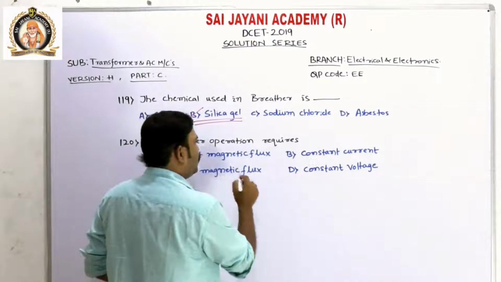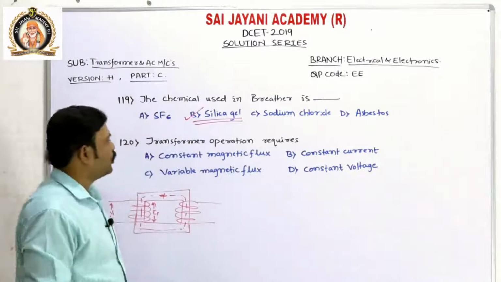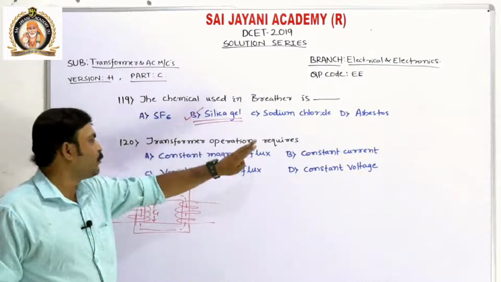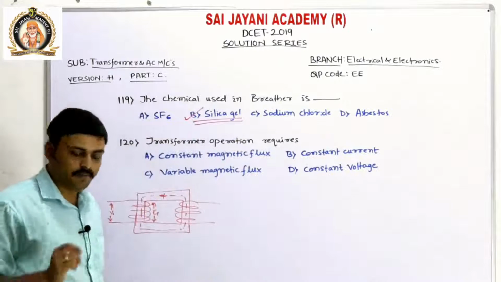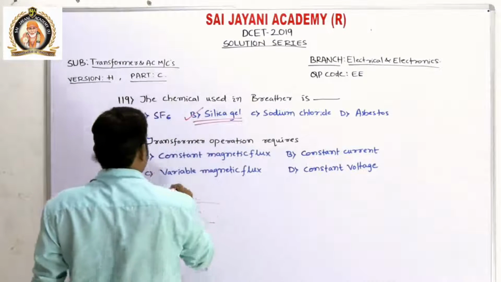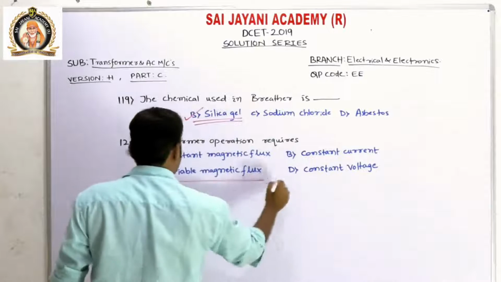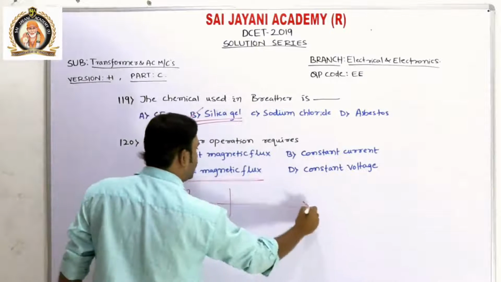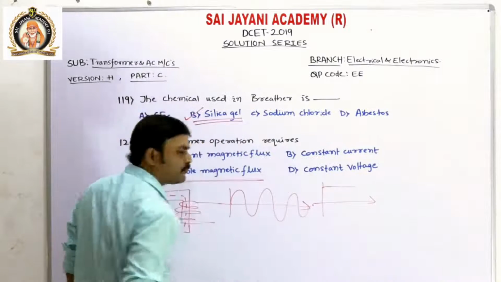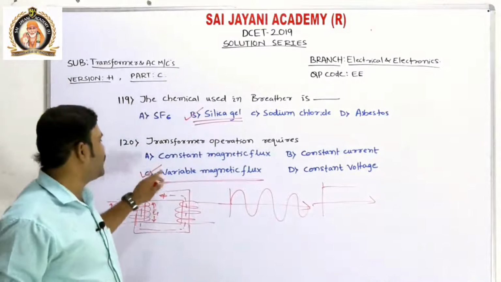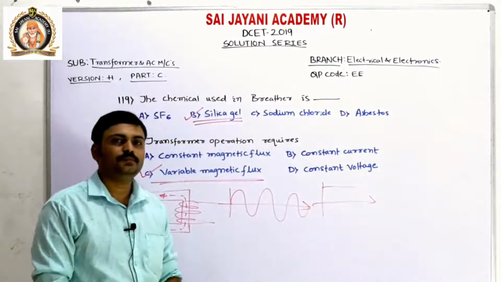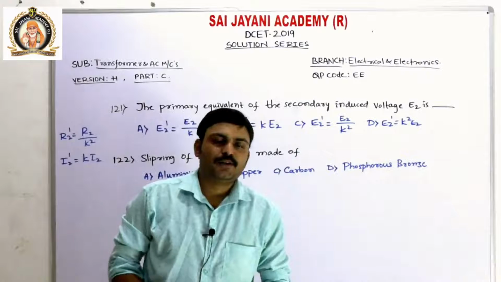So which option is right? For the 120th question, transformer operation requires variable magnetic flux, right? This flux should be alternating in nature. It should vary. It should not be constant like this. So option C, variable magnetic flux, is the right answer. Okay, let us move on to the next question.